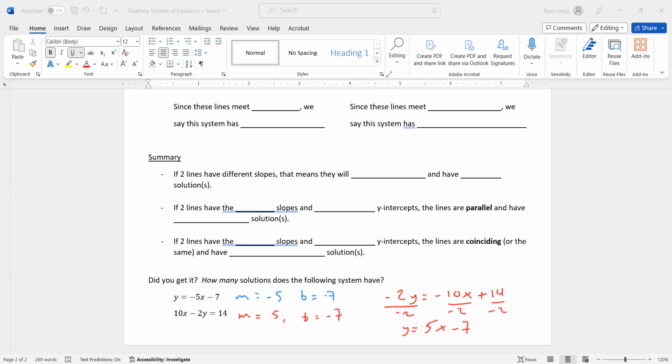Be very careful. A lot of people think they're the same except for their signs. Well, if their signs are different, their slopes are different. So if the slopes are different, how many solutions does it have? One solution. Okay. That concludes lesson 1. We're going to move into a new way of solving in the next lesson, and then yet another in the third.